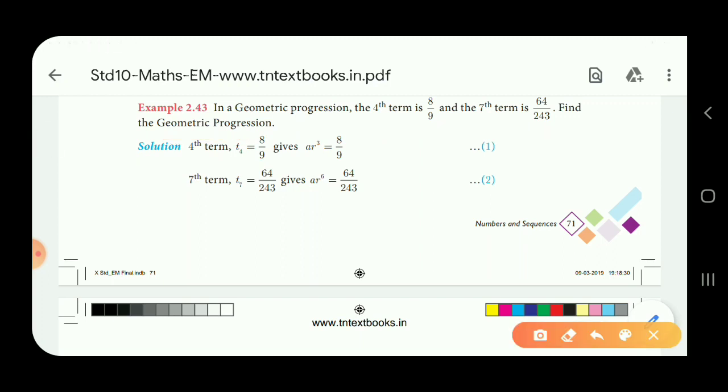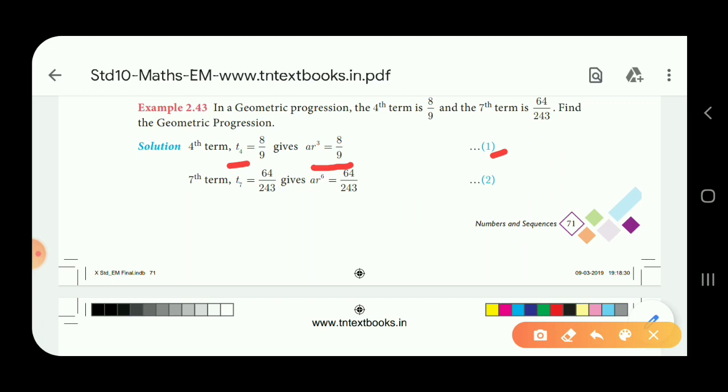So now you can see that T4 can use the formula nth term ar power n minus 1. So a into r power, r we don't know, a also we don't know, so you can use 4 for n, so 4 minus 1 is 3. So ar cube is equal to 8 by 9. So T4, ar cube equals 8 by 9, is our first equation.